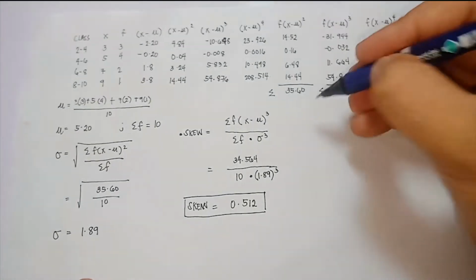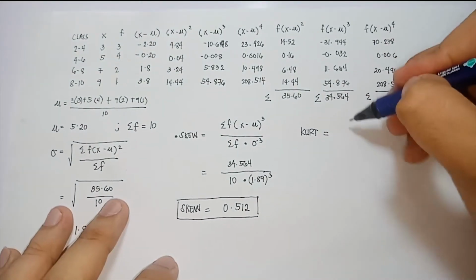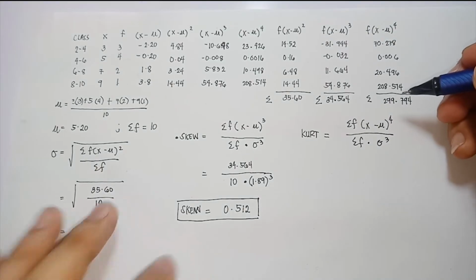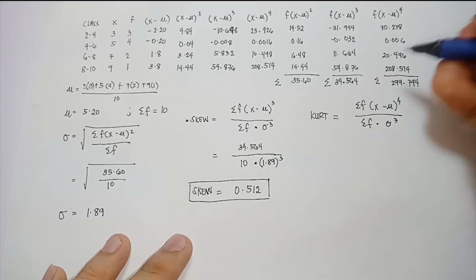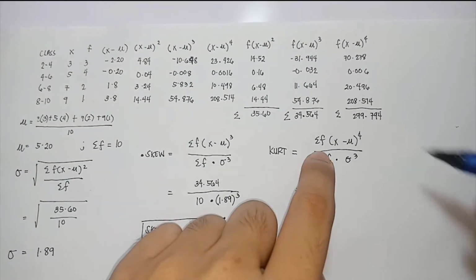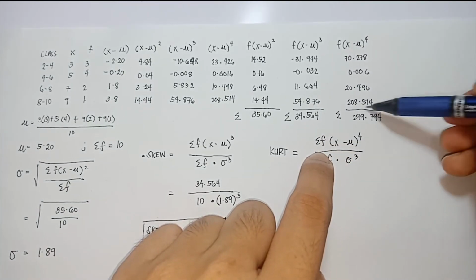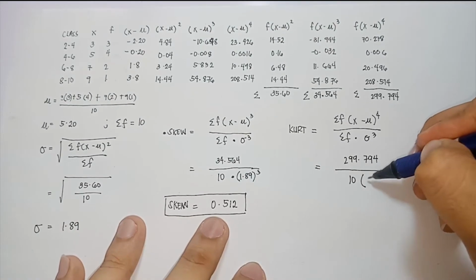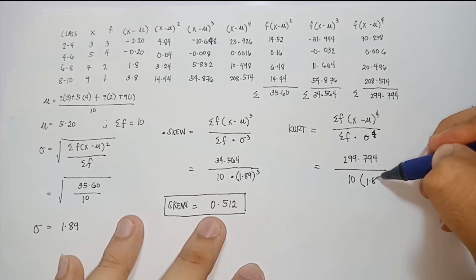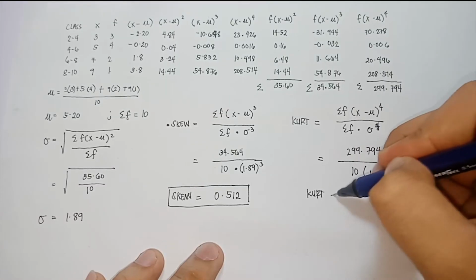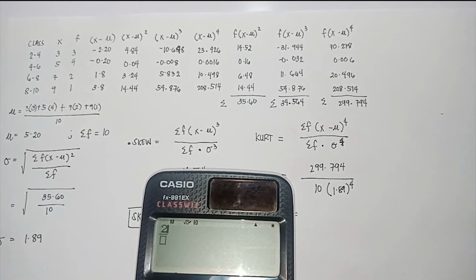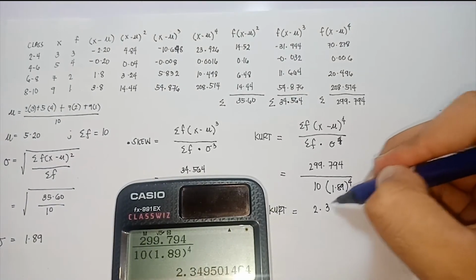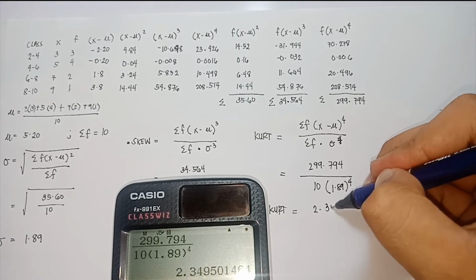Yan. Then, yung ating kurtosis, again, applying our formula, summation of f multiplied by x minus mu raised to 4 all over summation of f multiplied by sigma cube. Okay? So, applying by substitution, etong numerator natin, ito lang yun. 299.794. So, 299.794 all over 10 multiplied by, actually this is 4, sorry. This is 4. 1.89 raised to 4. Alright, so our kurtosis now is equal to, so again using our calculator, 299.794 all over 10 multiplied by 1.89 raised to 4. That is equal to 2.3495. So, gawin na lang natin 2.35.